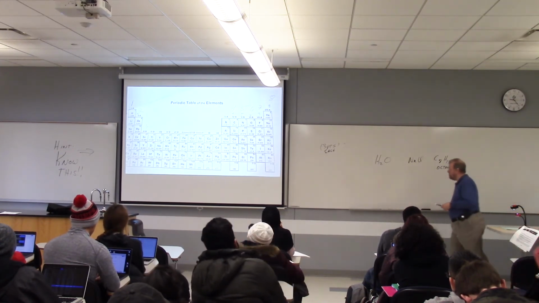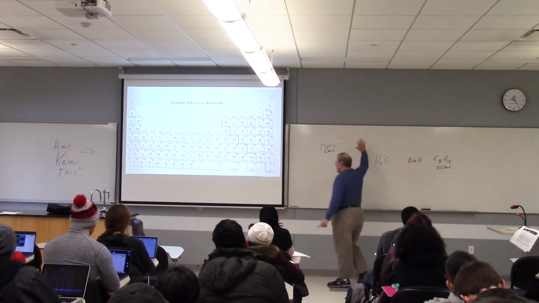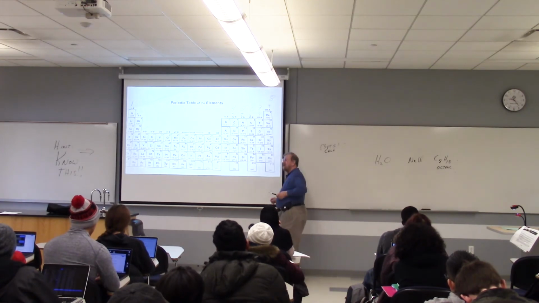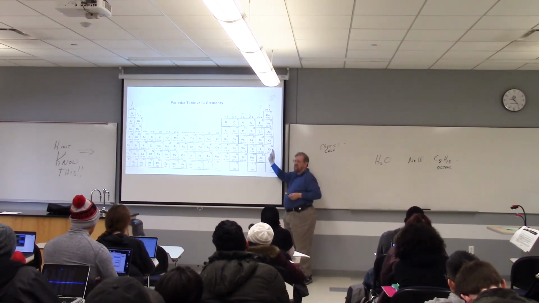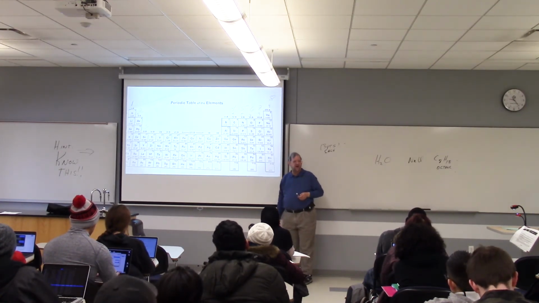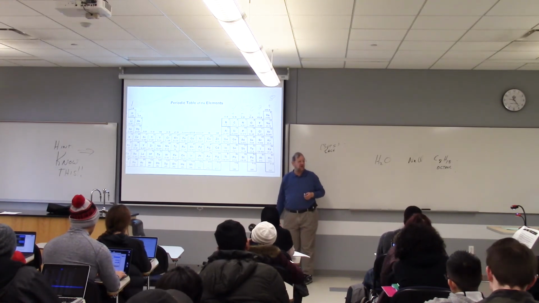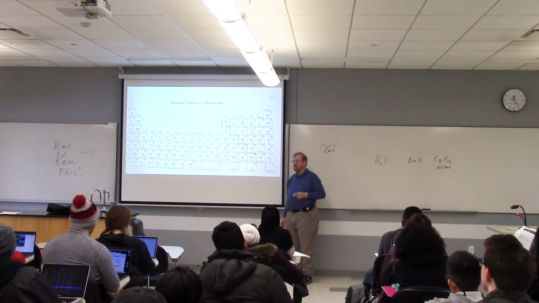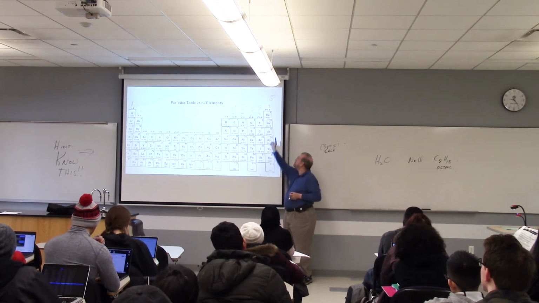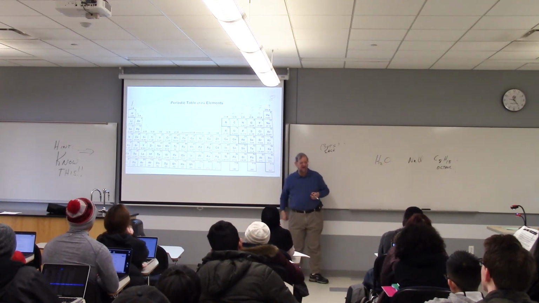And if you look all the way to the right, the elements in this column are the noble gases. And if you look at the noble gases, how many valence electrons do they have? Look at the top and you'll see the number 8.